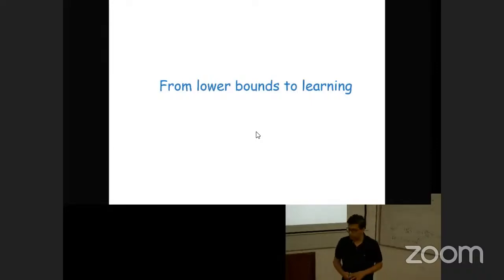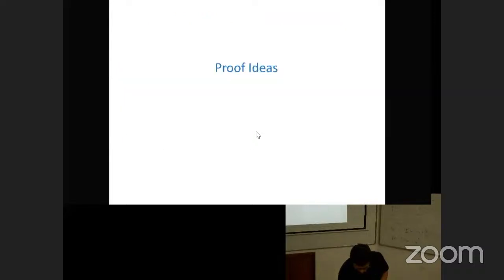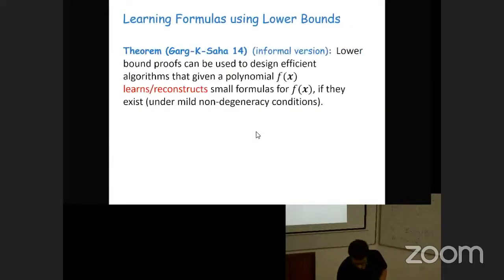And it turns out the structure or the proof that we use to prove such lower bound results, the proof techniques can be used to design algorithms to learn formulas. And that's how you get algorithms for those other problems that I mentioned in the beginning. So, okay, one second. Let me first mention this connection and I'll come back to your question.